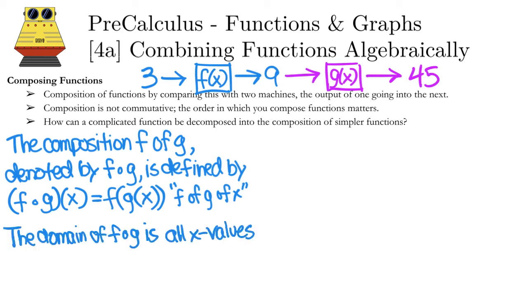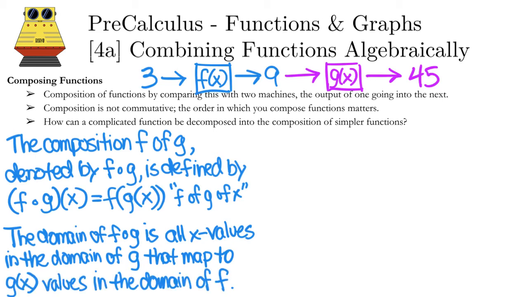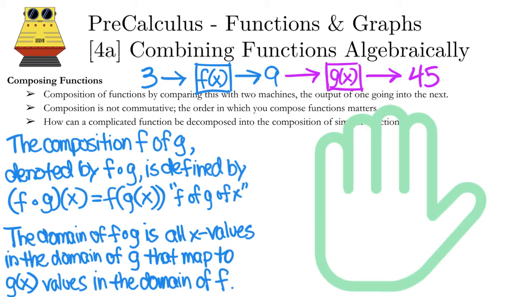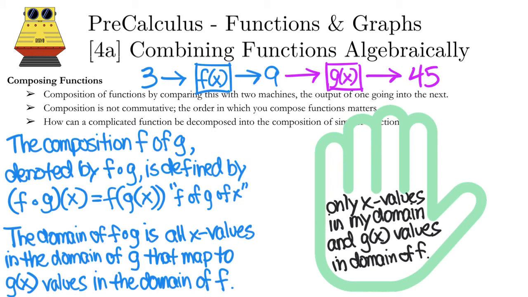The domain of f of g is all x values in the domain of g that map to g of x values, so output values, in the domain of f. For f of g, think of g as the gatekeeper. It only allows certain x values in. But the gatekeeper also needs to consider what values work for f of x, meaning all of the outputs for g of x need to work as inputs for f of x as well.